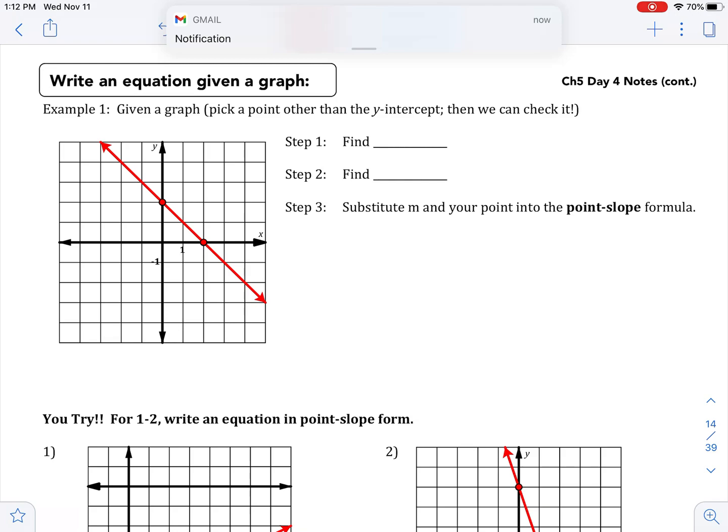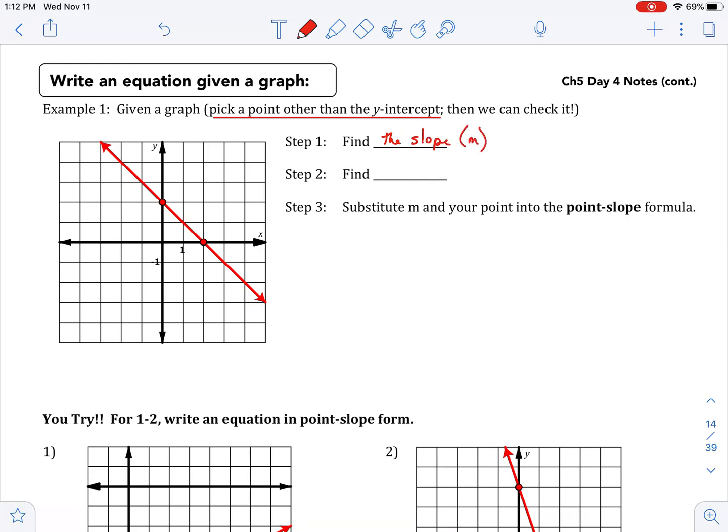If we would like to continue on here, now we're going to write the equation given a graph. When we are going to write the equation given a graph, if I notice these directions here, it says pick a point other than the y-intercept. Well, if we're going to do this here, step 1 is going to be find the slope, which is my m value, and then we're going to find a point x sub 1 comma y sub 1.